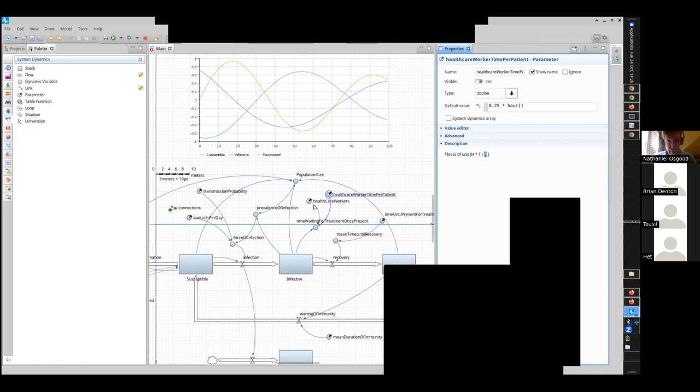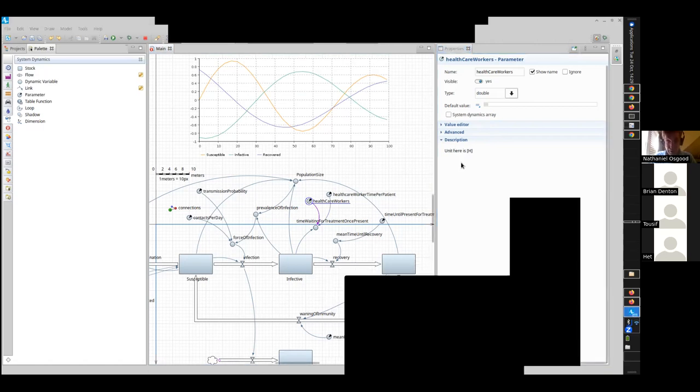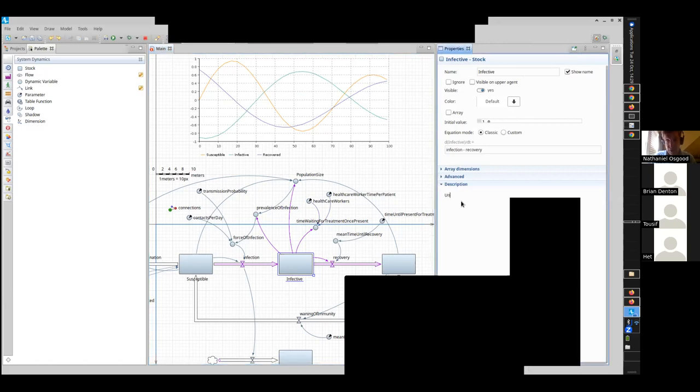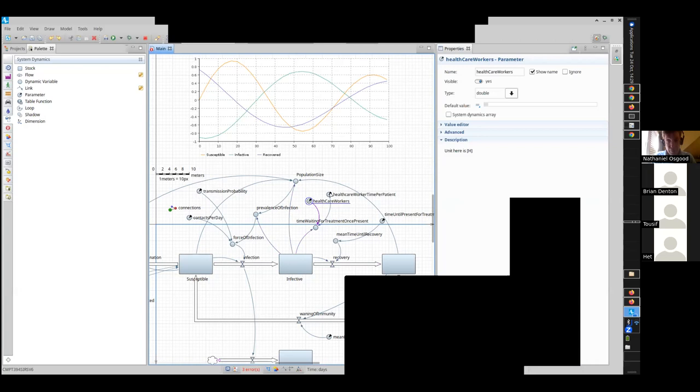Okay, great. And then we have healthcare workers. Guess what? The unit here is what? H. Okay, I'm seeing Rachel thinking and Mark thinking H. Yeah, that's good. Okay, so you're going to tell me. Infective units are person. By the way, in this you can actually specify units. We're not going to use the formal thing there. So this is persons. This is healthcare worker, which is units H.